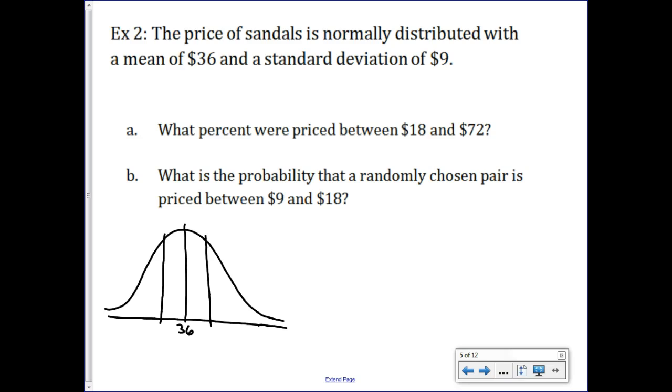So 36 minus 9 is 27. That's 1 standard deviation away. And then 18 is 2 standard deviations away. I'm going to go ahead and go down to 9, 3 standard deviations away. And then on the other side, if I add 9, so 1 standard deviation is 45. And the next standard deviation is 54, and then we're up to 63, and then 72. So I want to know what percent is priced between 18 and 72. So for this one, I need 18 to 72.